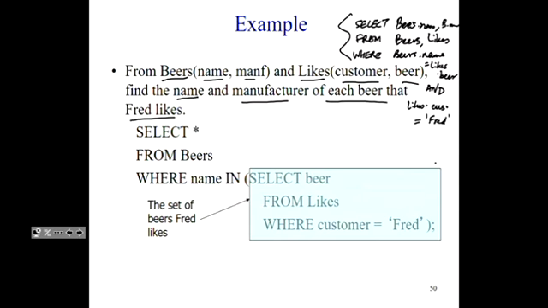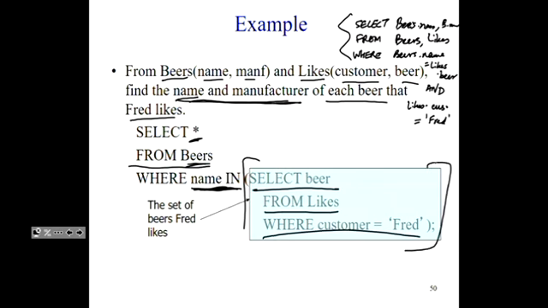But the subquery makes it even simpler, right? So the subquery basically allows you to say select star from beers where name in the set of beers that Fred likes. So once again, I want the name and manufacturer of each beer that Fred likes. So from beers where the beer is in the set of beers that Fred likes. So this subquery basically selects the beers from likes where customer is equal to Fred. Okay? So this is how I would replace this more complex query with a subquery.